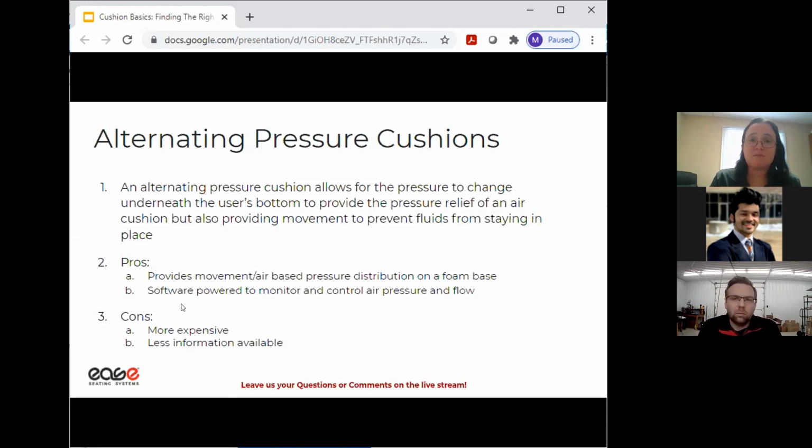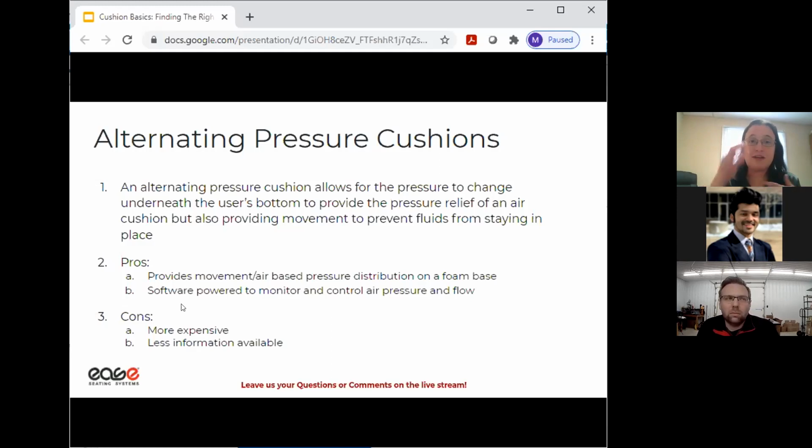Now, the pros of this is that it provides moving air-based pressure distribution on that foam base. So you're getting the movement, but you're getting that contoured base to keep your bottom where it should be and give you the feeling of more stability, as well as that it's software powered to monitor and control the air pressure and flow. With that, you don't have to worry about, is there enough air in here? Is it moving correctly? The software with it controls all that for you.